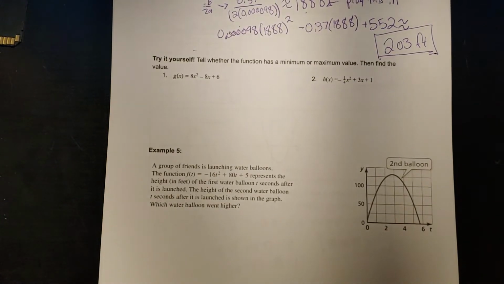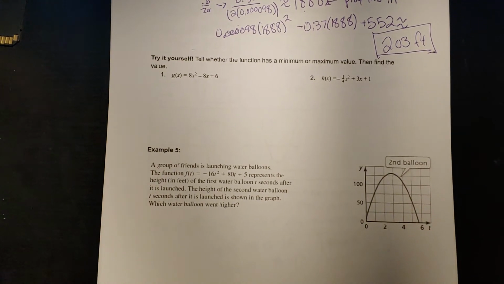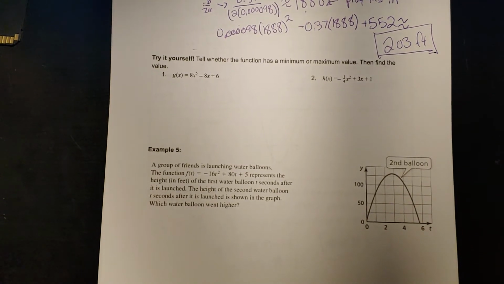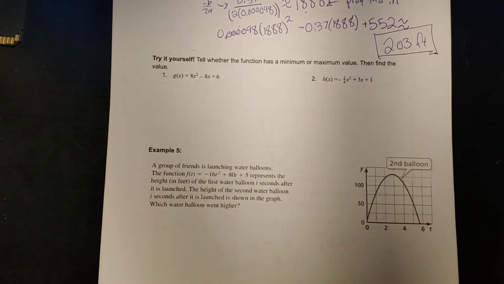Okay, so hopefully you checked your answers to the try it yourself and got the answers correct, presumably. We're going to take a look at this last one. So a group of friends is launching water balloons. The function f of t equals negative 16t squared plus 80t plus 5 represents the height in feet of the first water balloon t seconds after it's launched. The height of the second water balloon t seconds after it is launched is shown in the graph. Okay, which water balloon went higher?